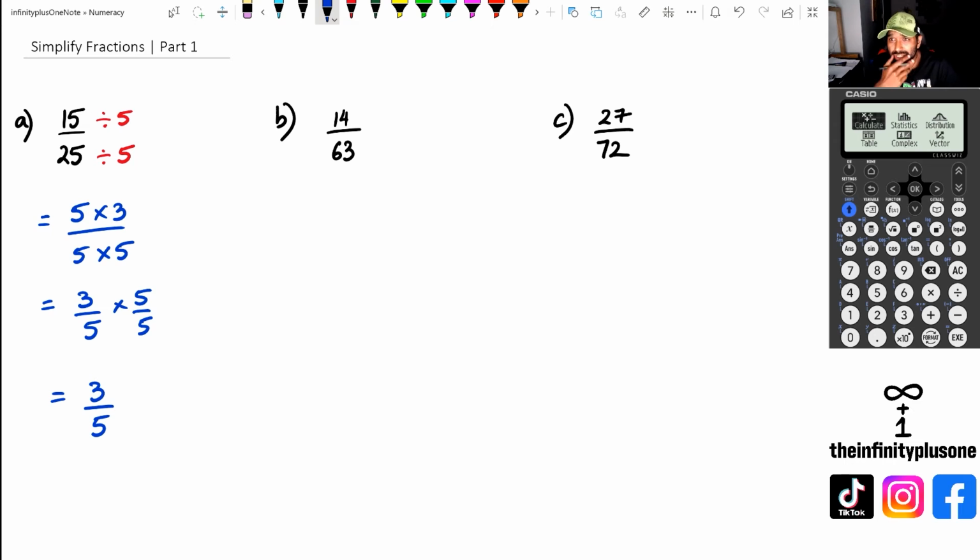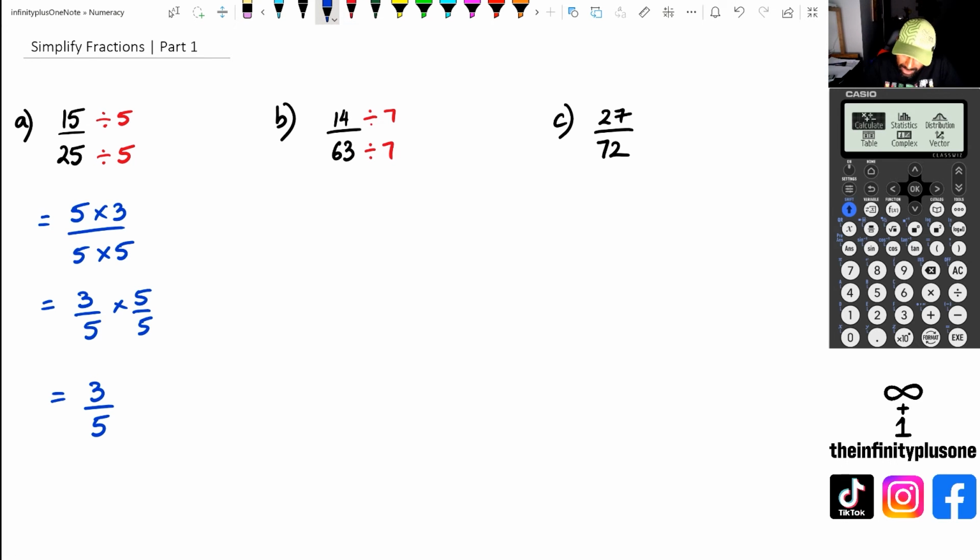So if you look at question B, you've got 14 and 63. I'll give you some time to just think about that one. I think that's enough time, right? I'm hoping you can see that these numbers come in the 7 times table. So if they come in the 7 times table, you can divide the top number, the numerator, by 7 and the denominator by 7.